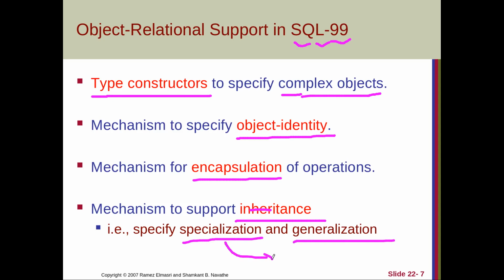Specialization is our usual inheritance. One class is created from another class. So this new class will have its new properties plus the properties taken from the previous class. That is called specialization.